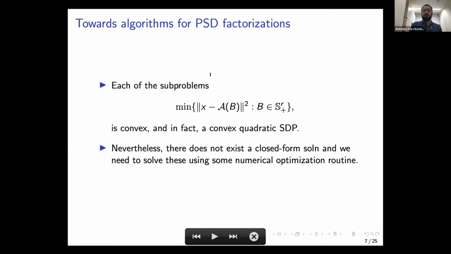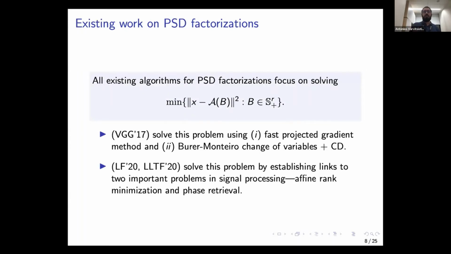There is some work out there dealing with how to find PSD factorizations, at least to the extent that I'm aware of. This is basically the starting point: doing coordinate descent and ending up with a problem that looks like this. In this paper by Vandaele, Gillis and Glineur, they give two algorithms for this problem. This was the first paper. The algorithms are kind of simple. The first one is a projected gradient method, where you take a gradient step and then project back into the PSD cone.